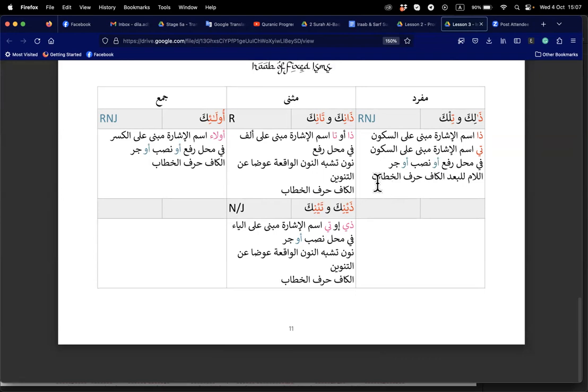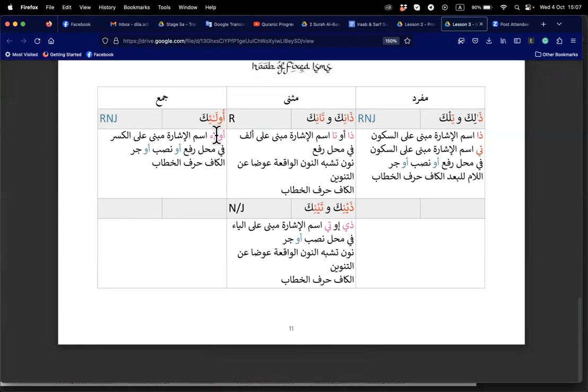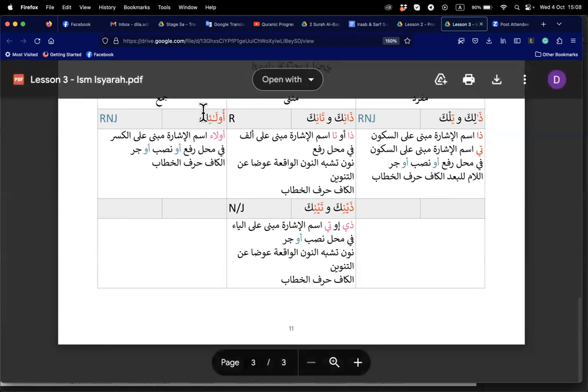Same thing for here. Ulaik. So ulaik is your Ism Isyarah fi mahali rafa, nasab or jar. And then the kaf here is your harf khitab again. Okay.